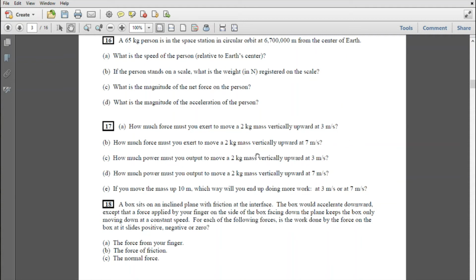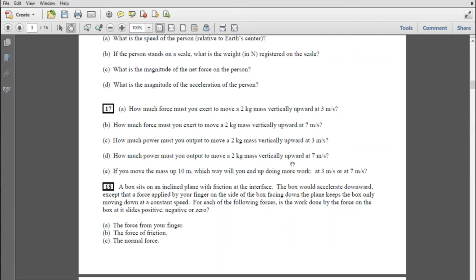How much power must I output in those two cases? Well, I have to output more power in B because the power is Fx times Vx if we take plus x to be up. So I take mg times 3 or mg times 7 as the answer to C and D. So it's going to be more power output. The rate at which I'm doing work is greater in D.